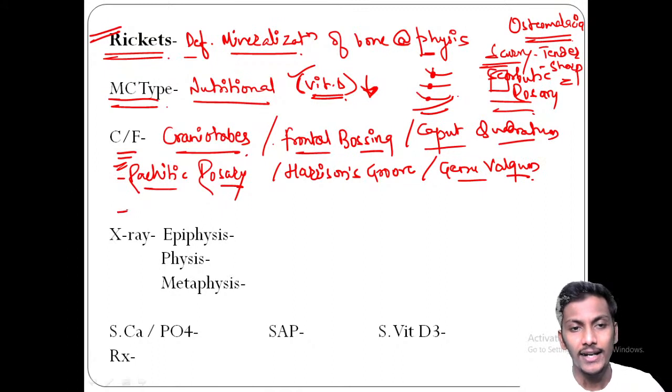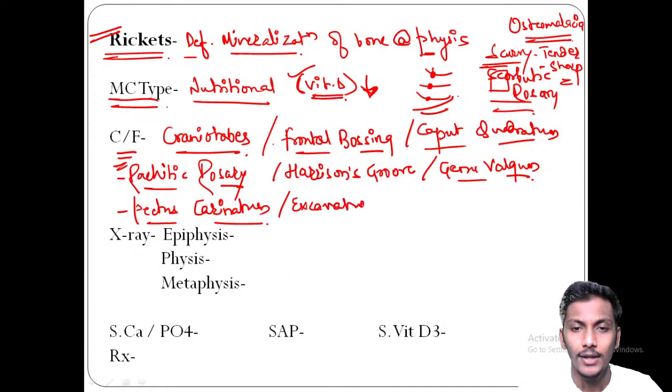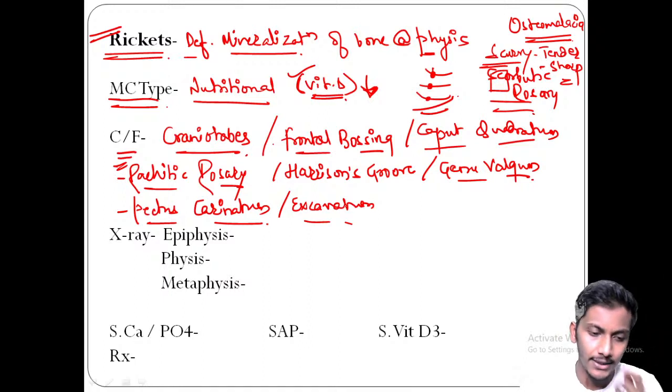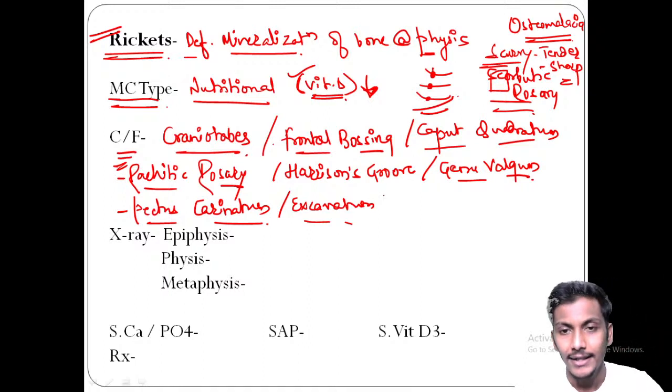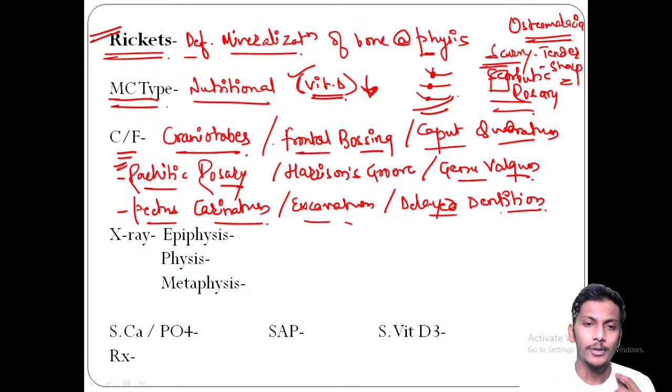Along with that, we can find two chest findings: either pectus carinatum, which is known as pigeon chest, or pectus excavatum. Either of these findings can be seen in the chest, either concavity or convexity of the chest. Along with that, we can find delayed dentition. Mineralization is reduced everywhere, not just in bone. Therefore, delayed dentition would also be seen, because teeth are also made up of minerals, right?